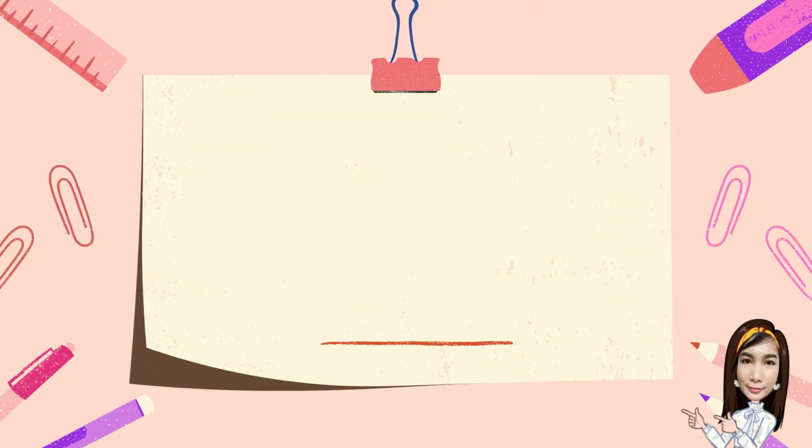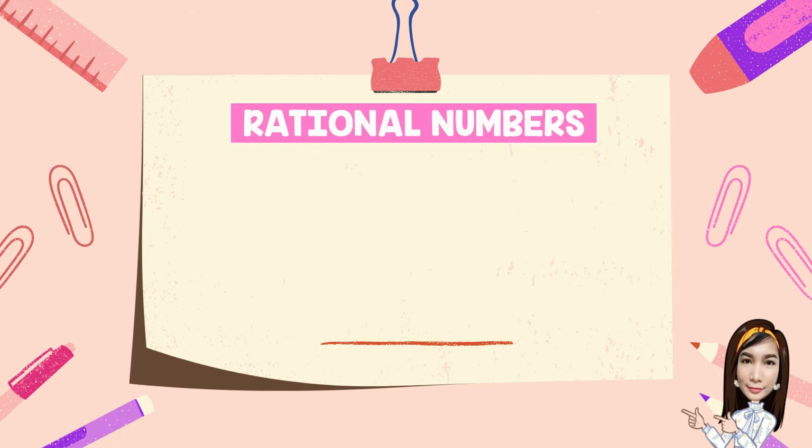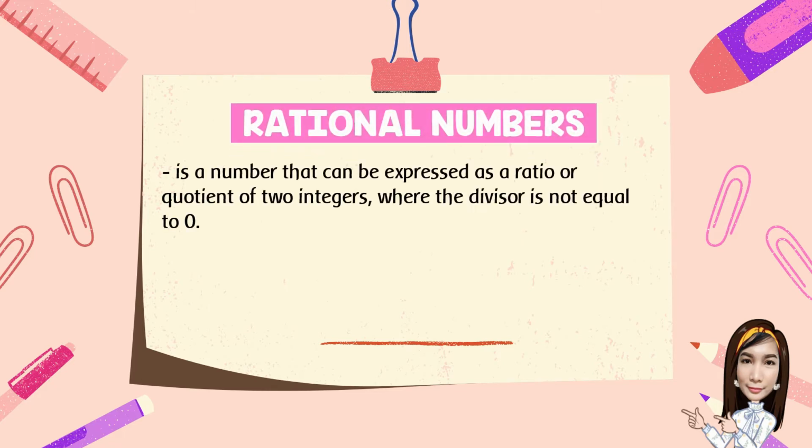Fractions fall under a set of numbers called rational numbers. A rational number is a number that can be expressed as a ratio or quotient of two integers, where the divisor is not equal to 0. So it can be written in the form a over b, where b is not equal to 0.